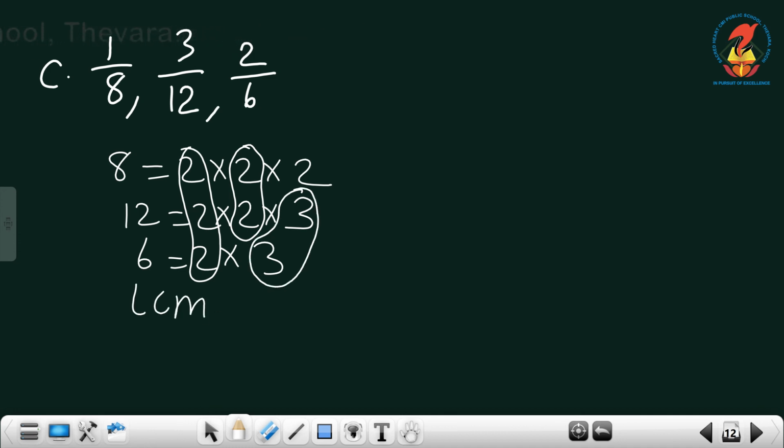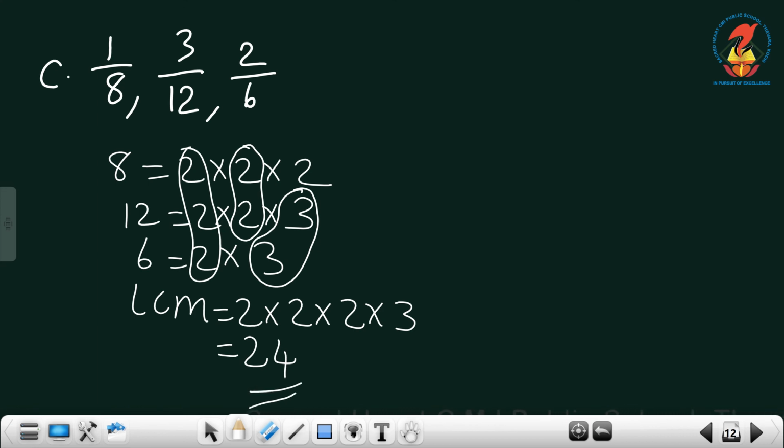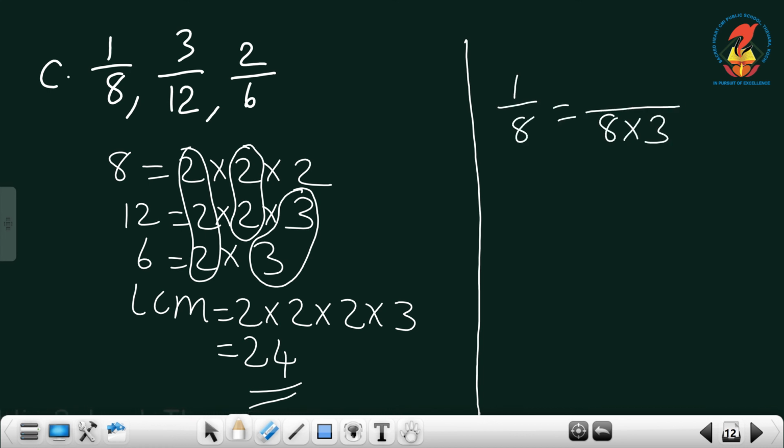After that, LCM equals what? 2 into 2 into 2 into 3. Okay, and answer is 2 2s are 4, 4 2s are 8, 8 3s are 24. Okay, LCM is 24. After that we need to change each and every fraction into LCM only, right? And 1 by 8 equals 1 into 3 by 8 into 3, okay, that answer is 3 by 24.